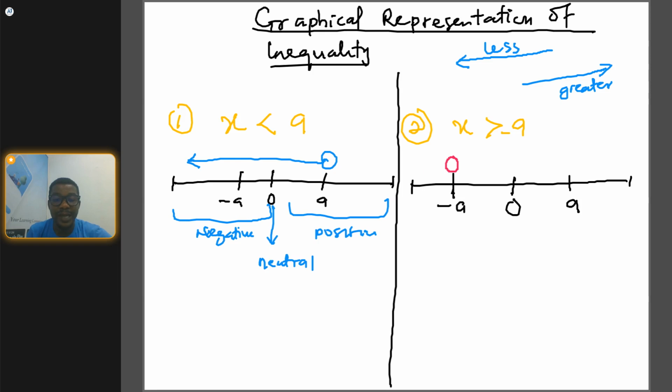Now, which direction is it going to? We are dealing with greater than, so it will move in this direction. This is x is greater than minus a. I believe these two cases are clear to us. If they are clear to us, please signify.